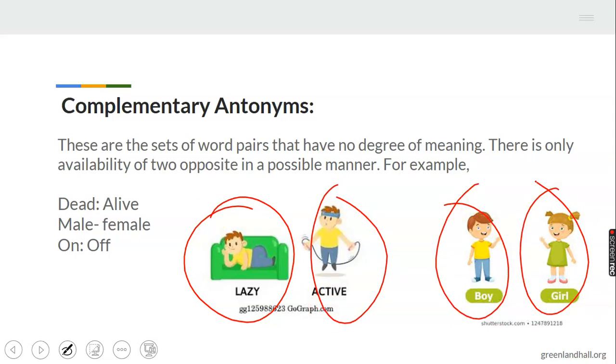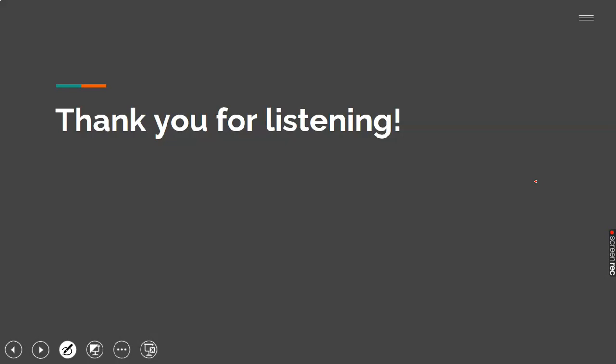Now, we've run through the types of antonyms there are. We've also discussed what antonyms are, and we've shown so many examples of these various types of antonyms. I want to believe that you've learned something worthwhile today.